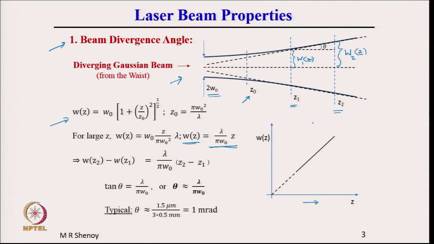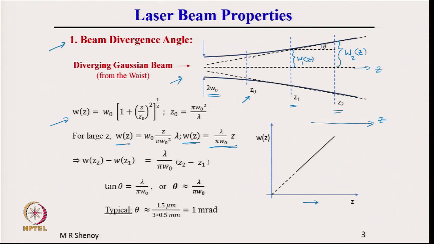As z increases, this is the z axis, the propagation of the beam is along the z axis, the spot size increases. That is this expression, which relates spot size to z. Now, in this regime we can determine the angle theta, that is the divergence angle, which is shown here by the dotted line.